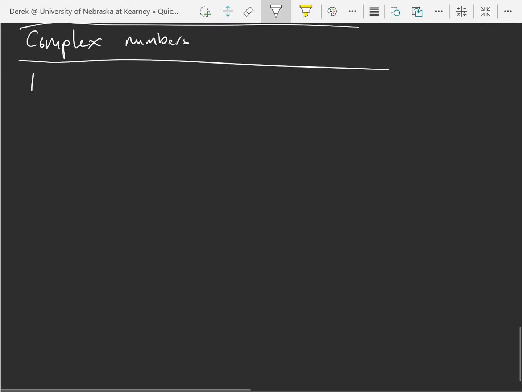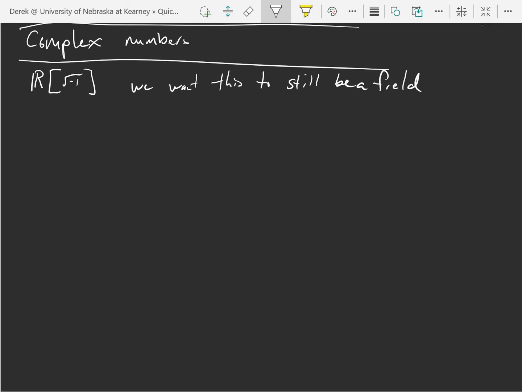So we're going to take R, and it would be nice to have a negative square root. So what we do is to R we attach a square root of -1. And how do I mean we attach it? Well, I want this to be a field still. So we have multiplication, we have addition, we have subtraction, we have division, as long as you're not dividing by 0.